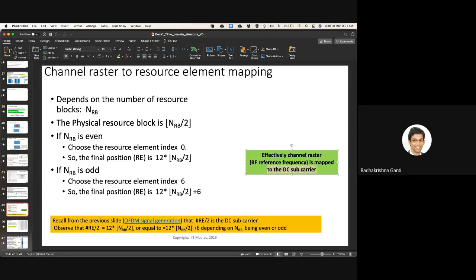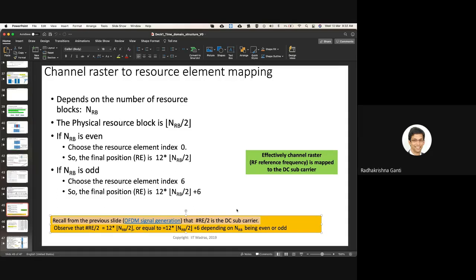Look at whatever I have written in the yellow thing. From a previous slide, OFDM signal generation, we saw that number of RE by 2 is the DC subcarrier. So it turns out that the DC subcarrier is exactly equal to 12 into NRB by 2 or 12 into NRB by 2 plus 6, depending upon even or odd. So the channel raster is always mapped to the DC subcarrier, which is obvious. Now you want the center frequency to be in the DC subcarrier.